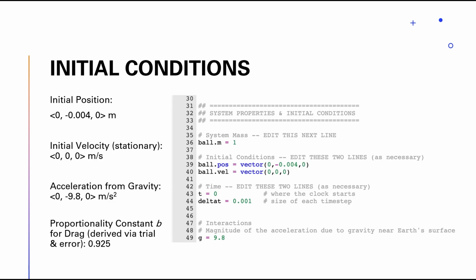These are the initial conditions. So initial position was 0, negative 0.0040 meters. And initial velocity, since the paper ball was stationary, is just straight zeros. Then acceleration from gravity, as explained earlier, is 0, negative 9.80. In this case, mass isn't factored in because we're not dealing with force, we're just dealing with acceleration. And then proportionality constant b was derived via trial and error, and I found that to be 0.925 in my case.